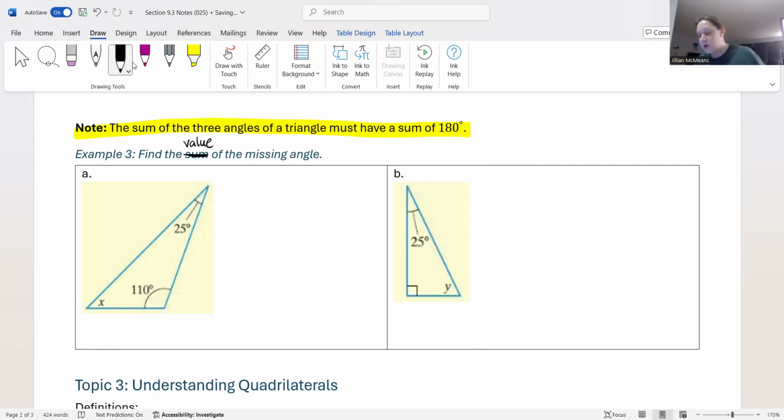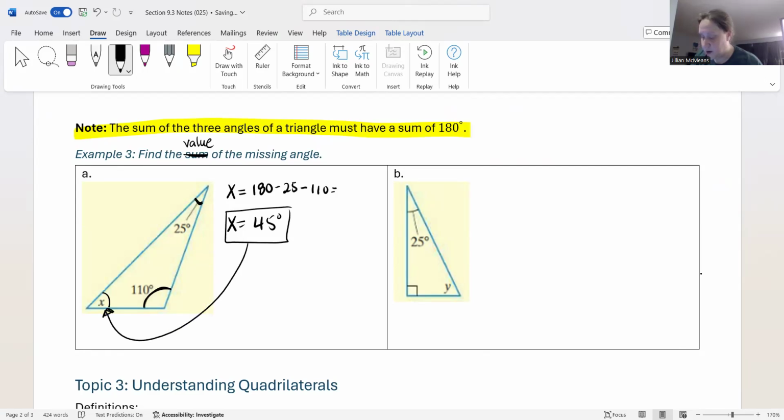Okay, so we know that the three angles inside this triangle have to equal 180 degrees. So we're told that this angle right here is 110. We're told this little angle is 25. So what is left over for angle x? So all we have to do is say x is going to equal 180 minus the 25 and minus the 110 that have already been used. I'm going to use a calculator to do my side work here. So I'm going to take 180, subtract 25, and then subtract 110. And I get that x is 45 degrees. So this is the angle measure for this little guy over here.